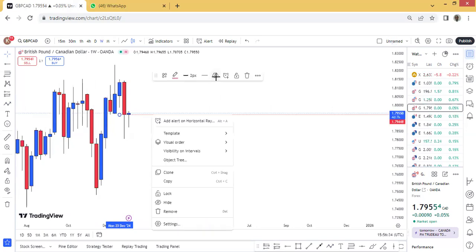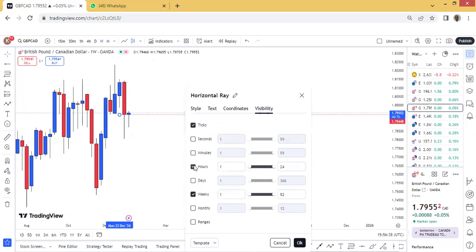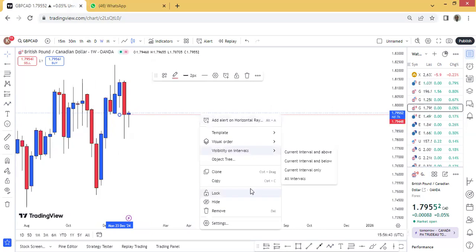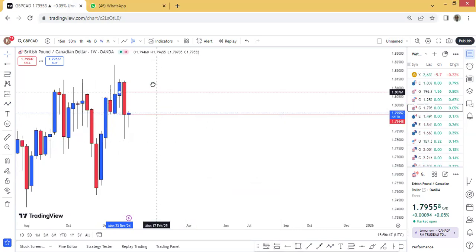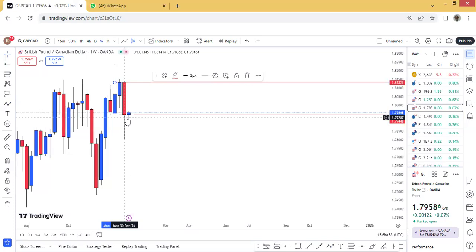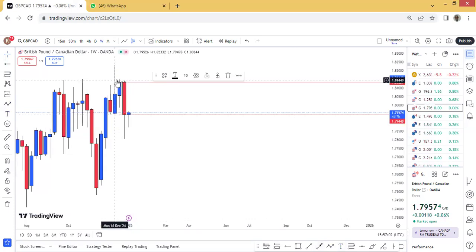And I want to see this only on the weekly so that it does not confuse me when I'm on the other time frame. Okay. So this will be my lower high, because we formed the new low. We formed the new low. So we will say we are bearish on the weekly.